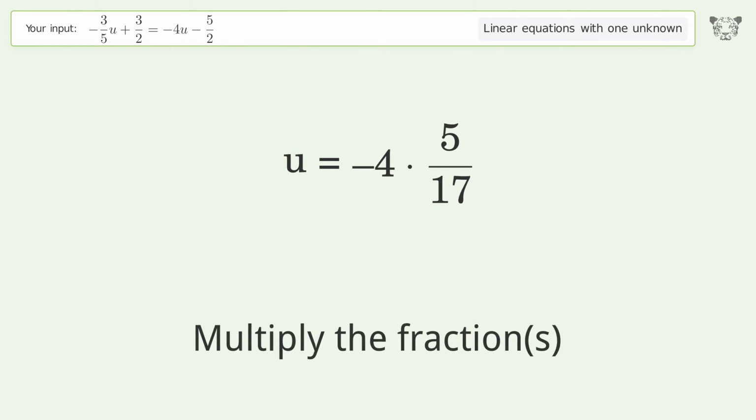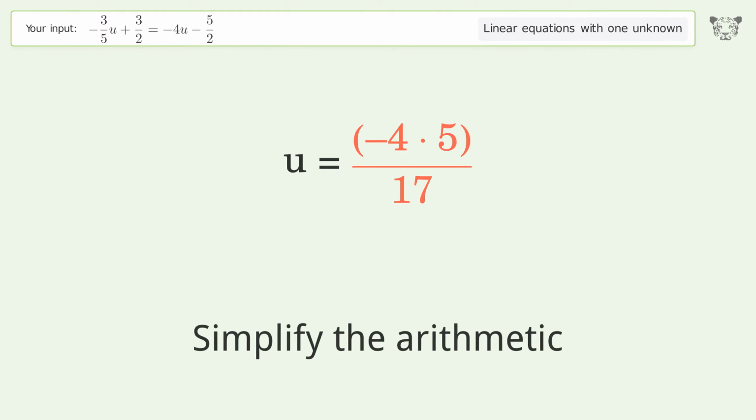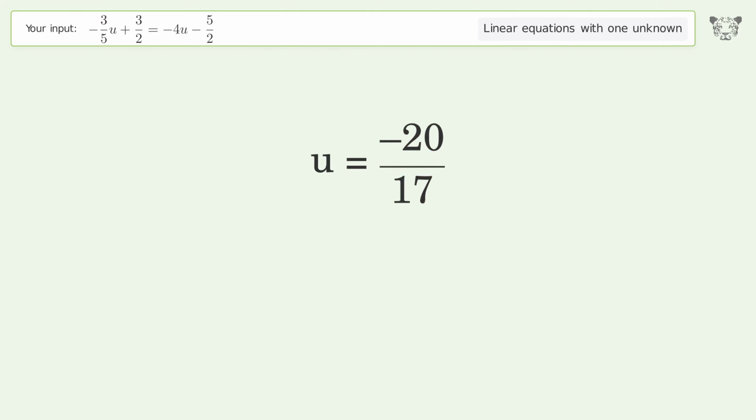Multiply the fractions. Simplify the arithmetic. And so the final result is u equals -20/17.